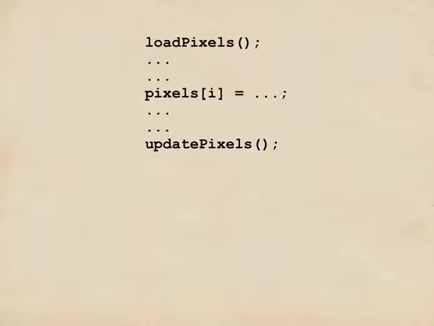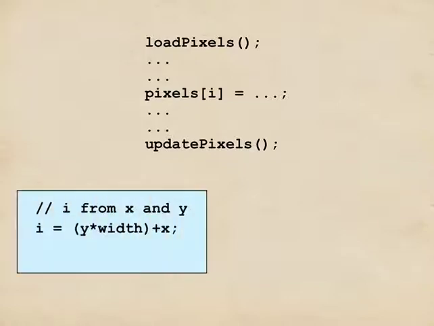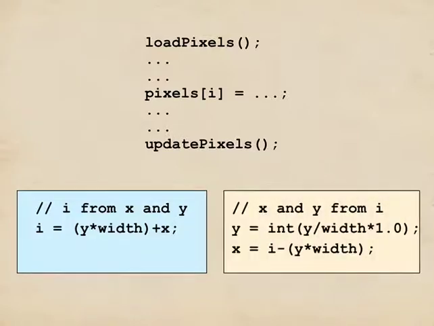The odd thing about the pixels array is that it's one-dimensional, and the screen is two-dimensional. So we have a little recipe for going back and forth between X, Y, and I, and back again. To find the value of I from a given X and Y, we use this little snippet of code. To go the other way, if you have a value of I, a particular entry in the pixels array, and you want to know what XY corresponds to, this little bit of code will compute X and Y for you.